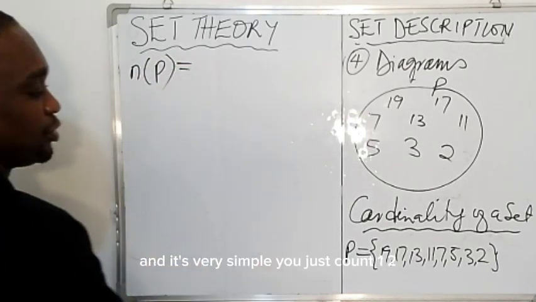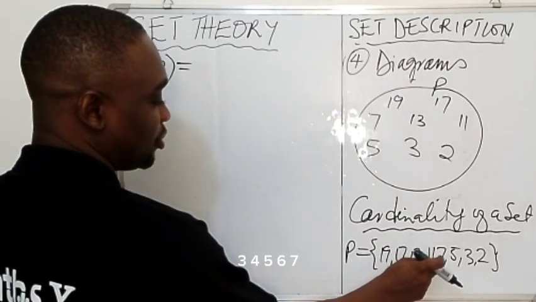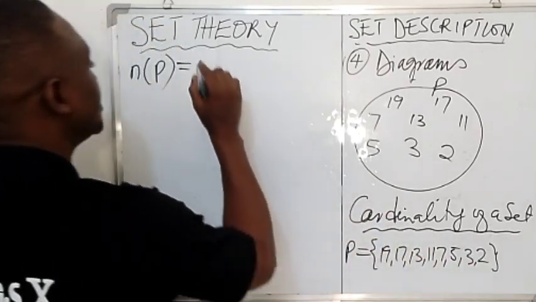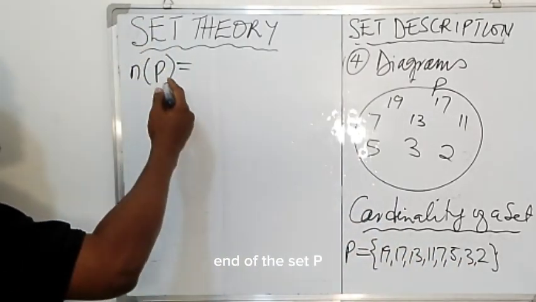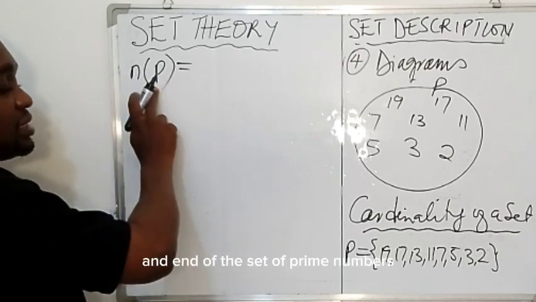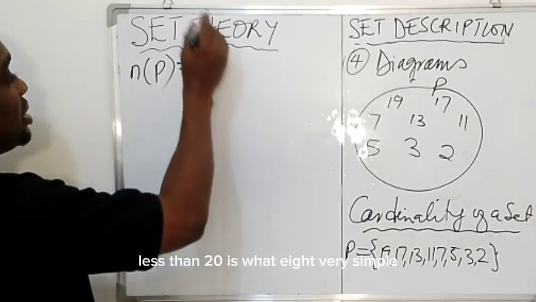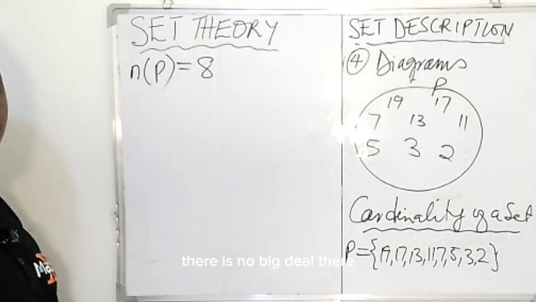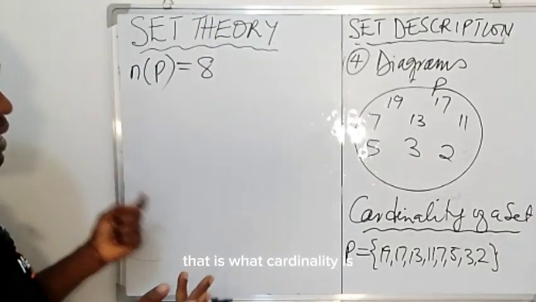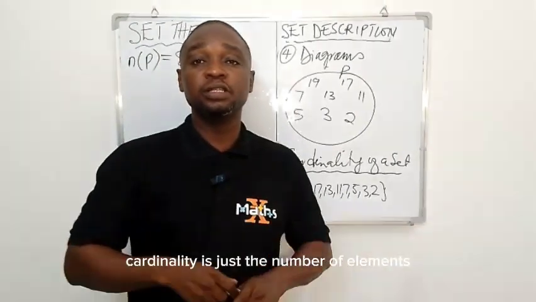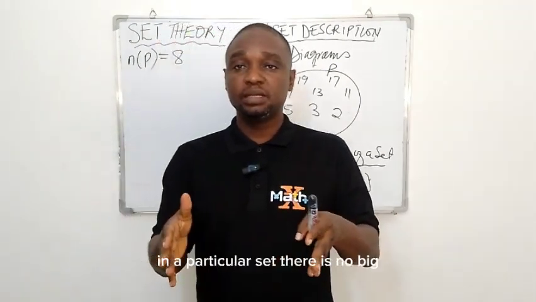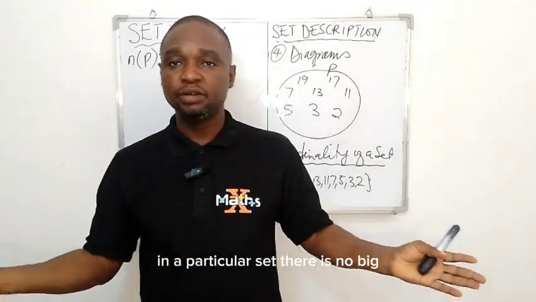And it's very simple. You just count 1, 2, 3, 4, 5, 6, 7, 8. So n of the set P, n of the set of prime numbers less than 20 is what? 8. Very simple. There is no big deal there. So that is what cardinality is. Cardinality is just the number of elements in a particular set. There is no big deal.